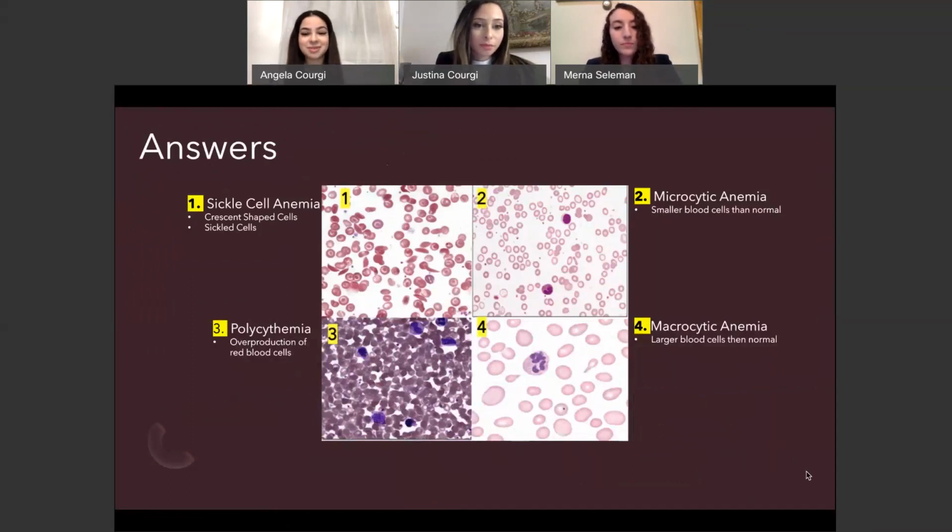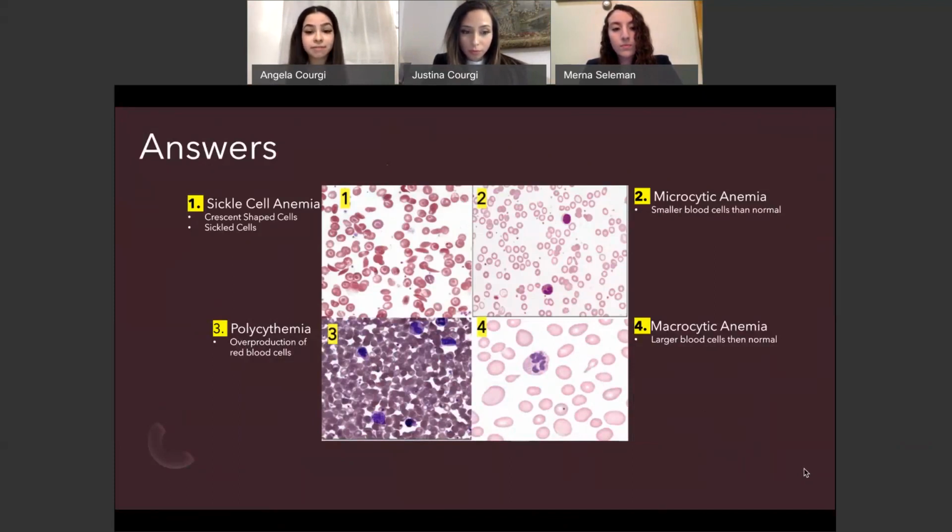All right, so hopefully you were all able to put in your guesses. So on the top left, we have the sickle cell anemia histology slide. We are able to distinguish it due to the crescent-shaped cells or the sickle-shaped cells. On the top right, we have microcytic anemia. This one is distinguished by its smaller size and volume when compared to the normal blood histology slide.